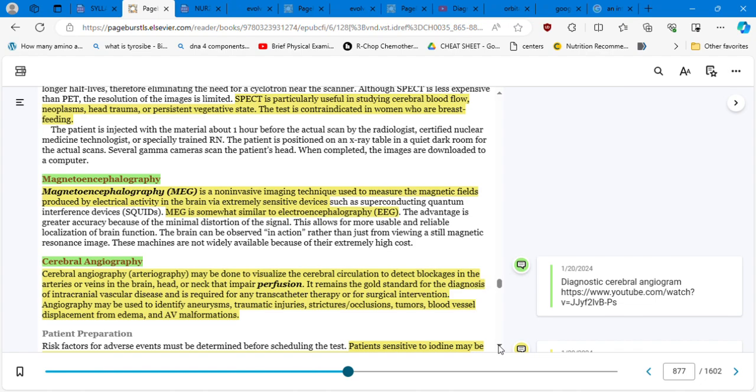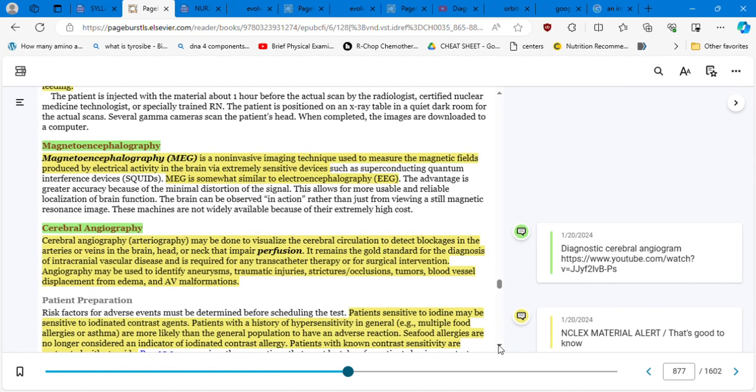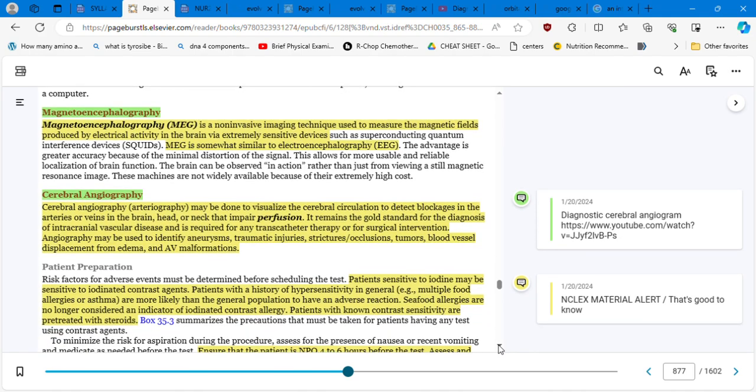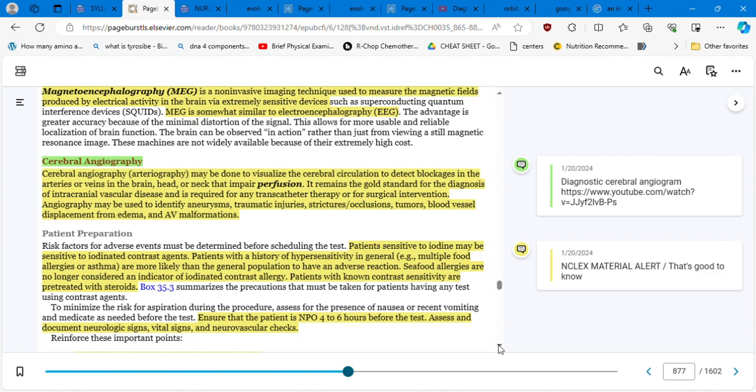So I am reviewing all the tests as your PowerPoint requires. However, I am putting more effort and I am putting information and alerts on the ones that I've seen the most in NCLEX and the ones that are coming in exam one.